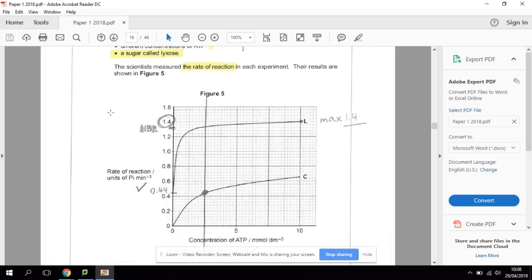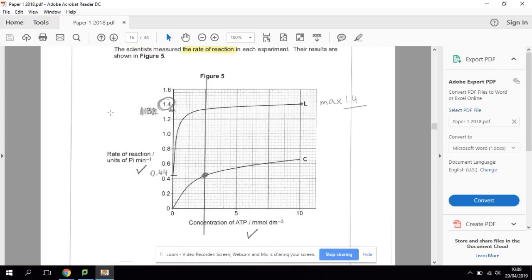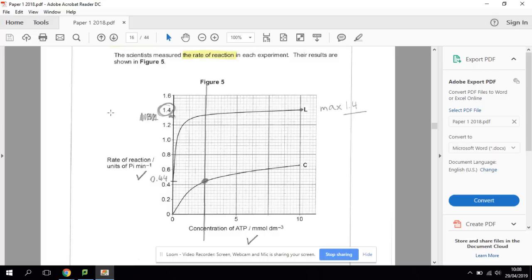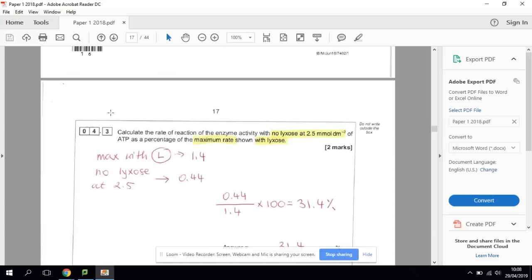So what I've done here, okay, of course, comparing those, L and C, we can see which one is faster, which one is lower. The maximum rate of reaction is 1.4, and what we've got on our axis is the rate of reaction against the concentration of ATP. So what we're doing next, looking at the question, they're asking you to calculate the rate of reaction of the enzyme activity with no lactose at 2.5 of ATP as a percentage of the maximum rate shown with lactose.